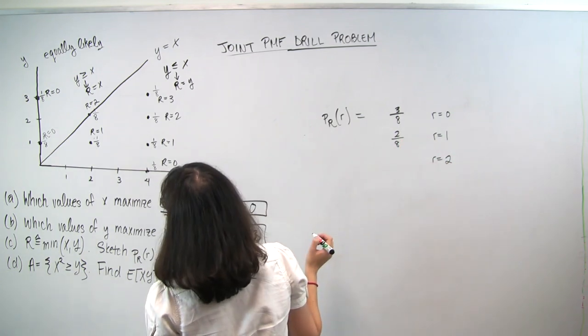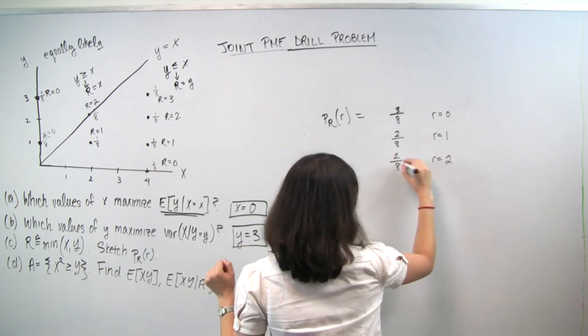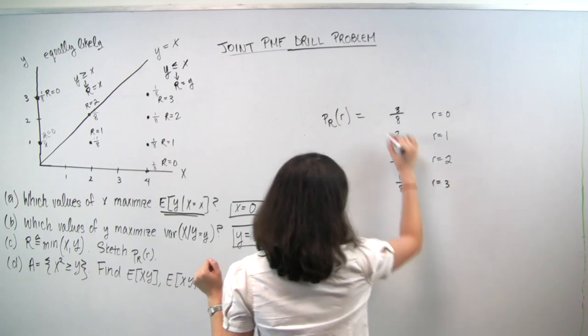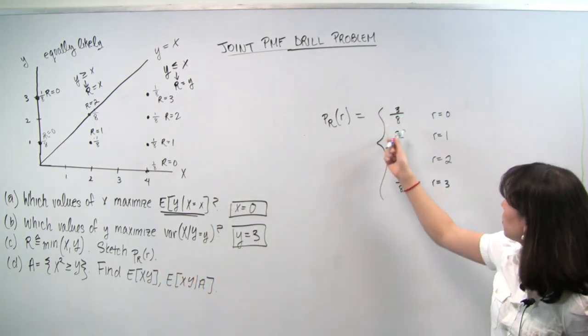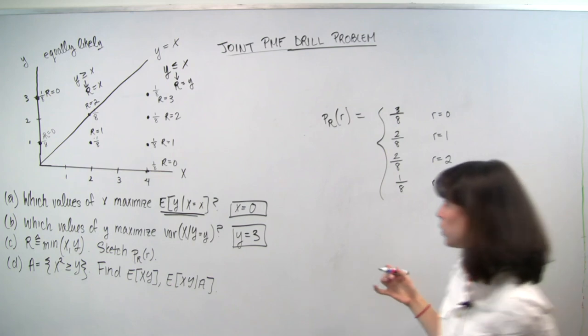R is equal to 2. This can happen in 2 ways, so we get 2 over 8. And r equal to 3 can happen in only one way, so we get 1 over 8. Quick sanity check: 3 plus 2 is 5, plus 2 is 7, plus 1 is 8. So our PMF sums to 1.